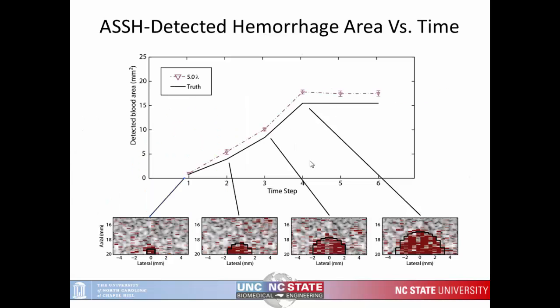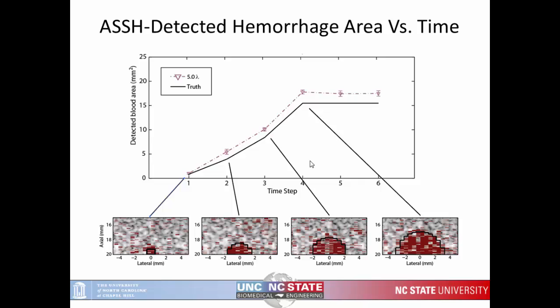Okay, so the AUC essentially tells us performance, but how does that relate to actually detecting blood area and understanding bleeding dynamics? So in ASH, essentially we want to measure the time at which hemostasis is reached and some of the dynamics in terms of the slope, how fast somebody's bleeding, et cetera. So here what I'm showing is detected blood area versus time for a given VOA threshold that we optimized using the ROC analysis. And this is for a 5 lambda kernel.